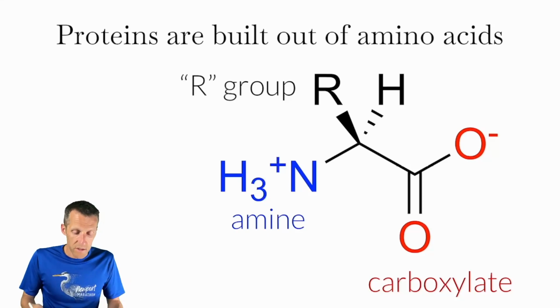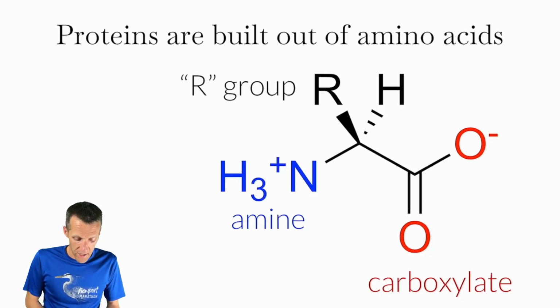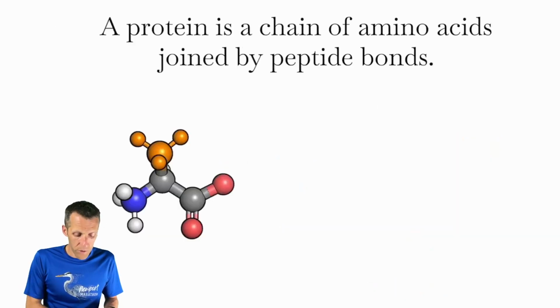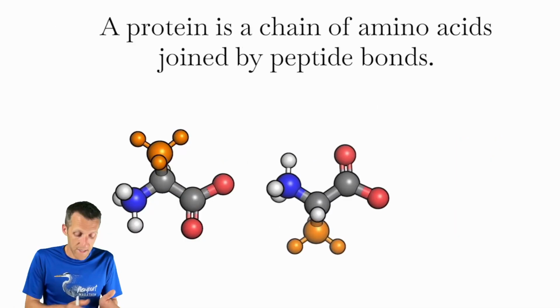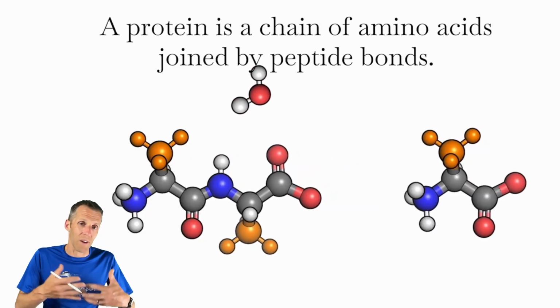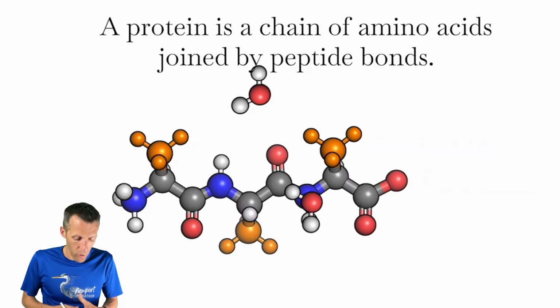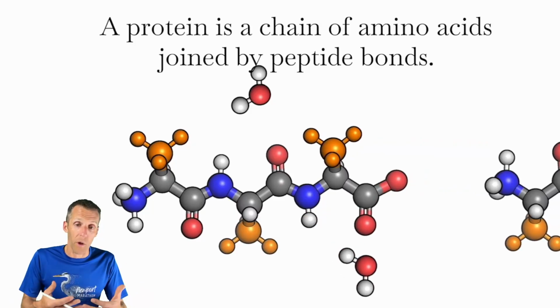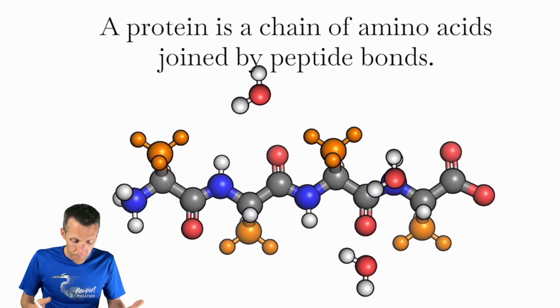So amino acids, just to remind you, are characterized by having an amine on one side, a carboxylate on the other, and then some R group that determines the identity of that amino acid. When we're building a protein, we're joining amino acids end to end into peptides by forming peptide bonds. I'm showing these here in a cartoon schematic fashion where with every bond that forms, we're kicking off a water molecule.